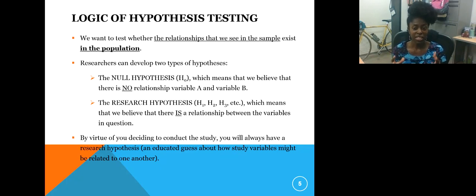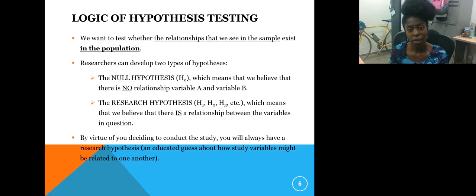By virtue of deciding to conduct the study, you will always have a research hypothesis, an educated guess about how study variables might be related to one another. In most studies, you're not going to see anywhere where it says my null hypothesis is. There's really not such a thing. This is a theoretical sentence, a statistical term, if you will. It's statistical jargon, and we'll learn why we say that towards the latter part of this lecture.